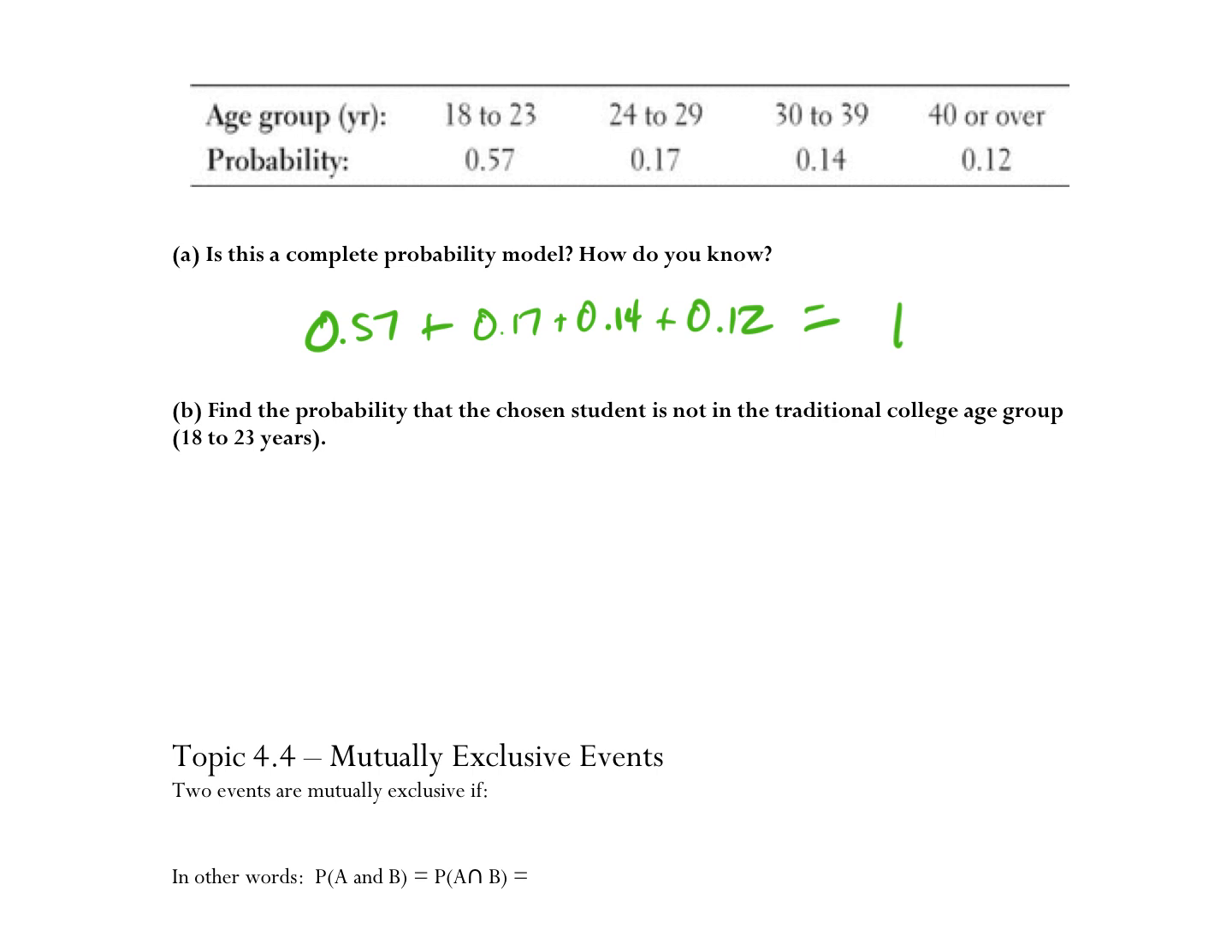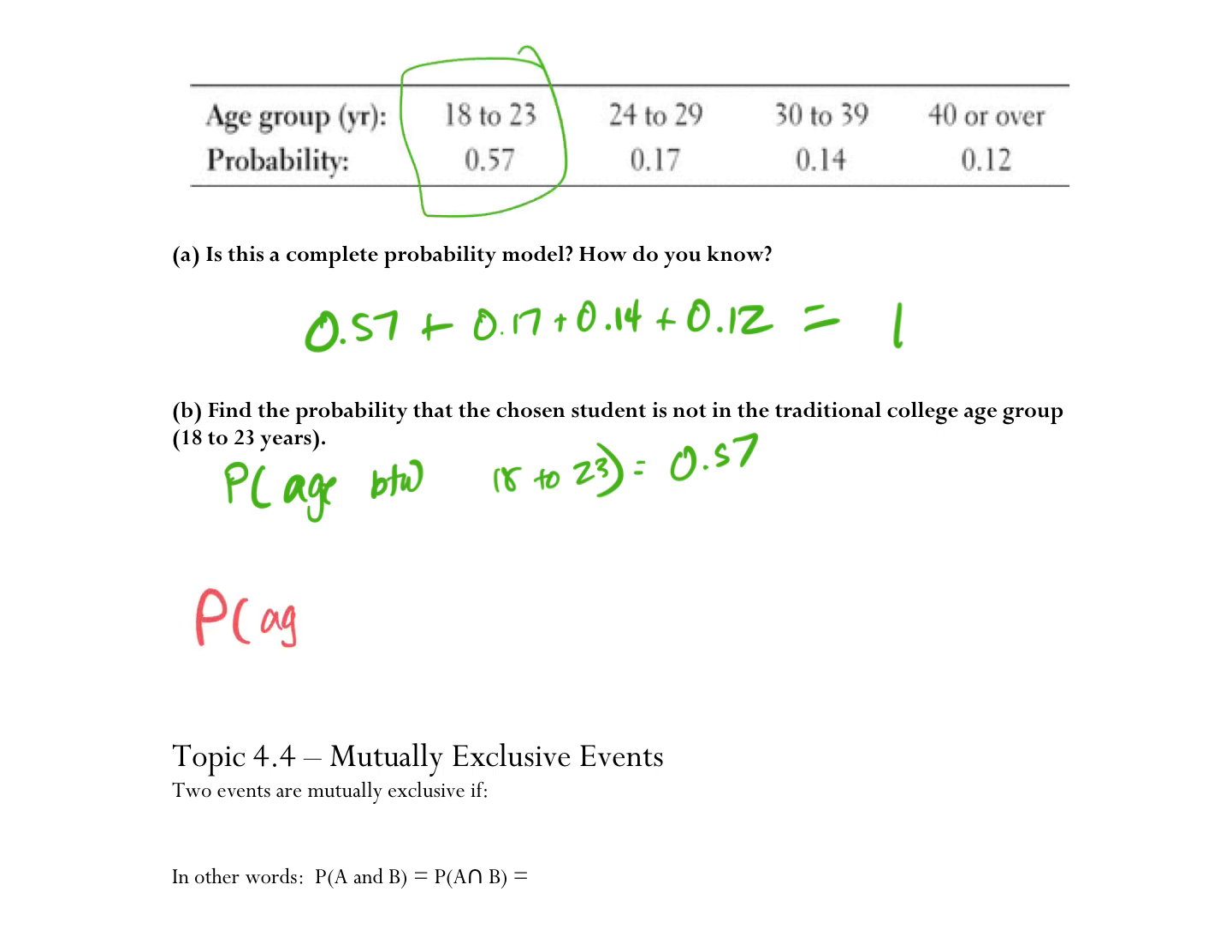All right, so what is the probability that somebody's age is between 18 to 23? If I asked you to find that probability, what would you say? 0.57, yeah? Because that's just this range. What if instead I asked you the probability that somebody's age is greater than or equal to 30? What would we do? Add the two.